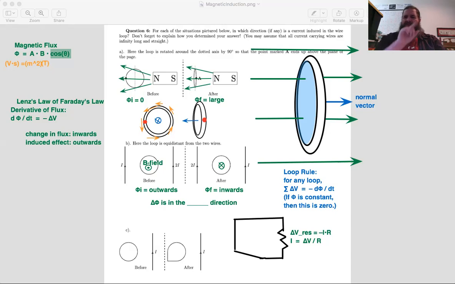If you've got a value that's originally pointing outwards, but it changes to pointing inwards, what's the direction of the overall change there? Into the page direction? I mean, wait, hold on. Yeah, into the page direction. Yeah, that should be the inwards direction. So in this case, the delta flux is in the inwards direction. And again, according to Lenz's law, the negative sign here, we should expect the induced effect to be in the opposite direction from that. So the induced voltage, the induced effect overall, is in the outwards direction.